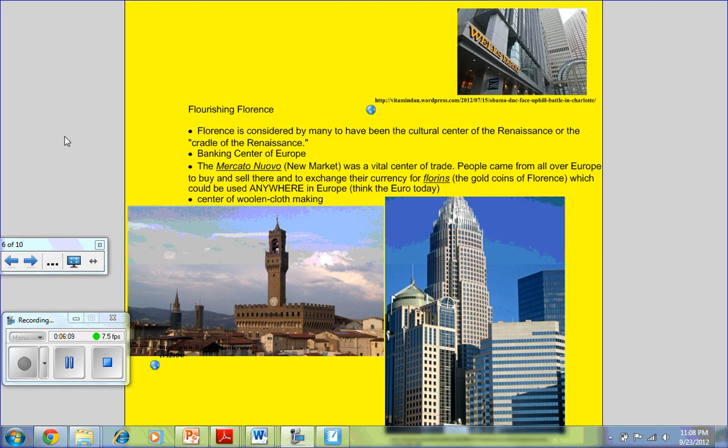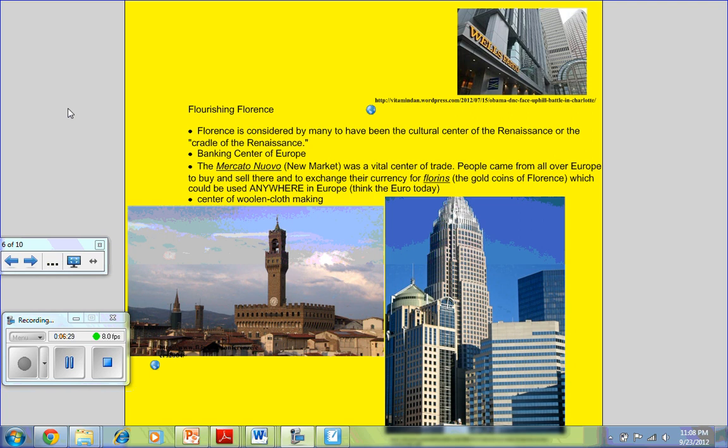Okay, let's take a more in-depth look at Florence. Florence is considered by many to have been the cultural center of the Renaissance. Some have even termed it the cradle of the Renaissance. One thing of note is that Florence was the banking center of Europe. Now, this is very key and very vital.